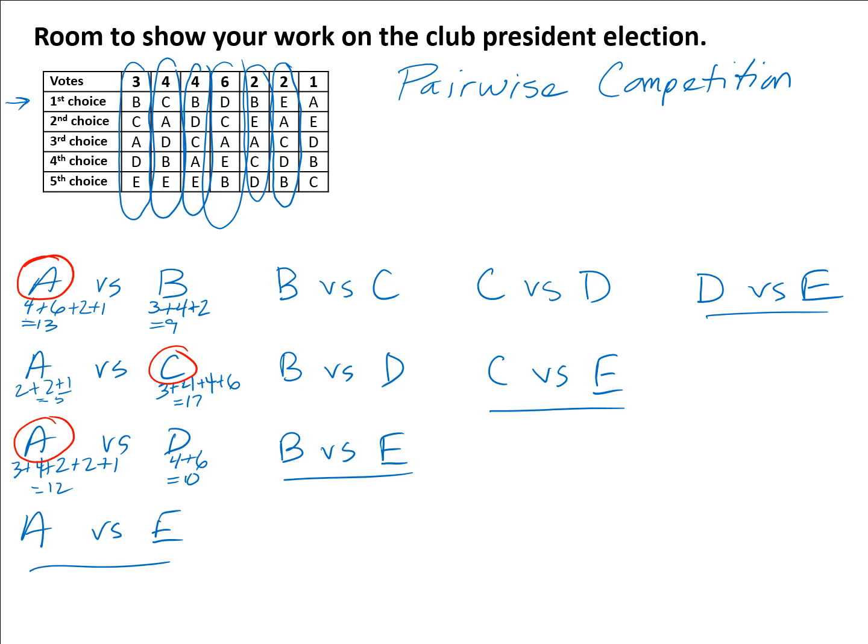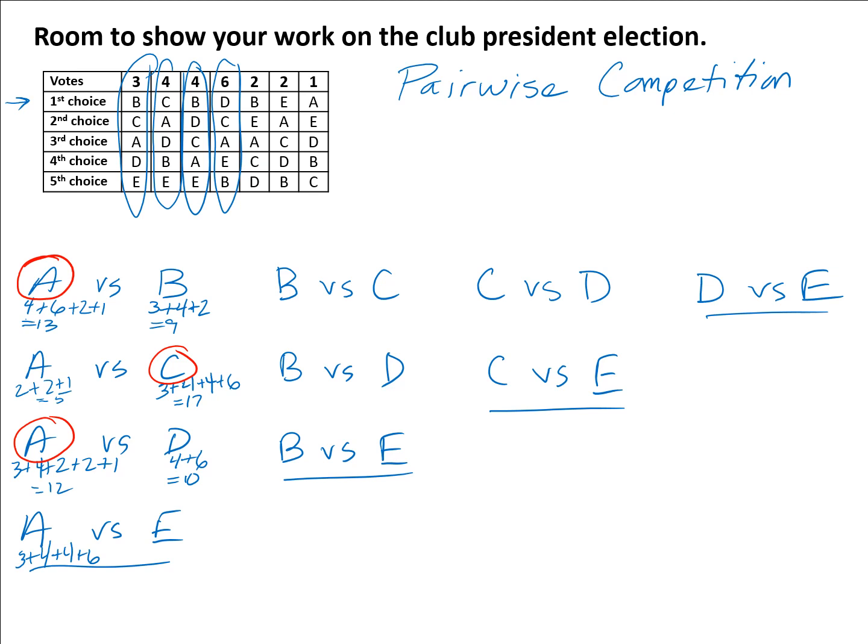Let's do A's final battle. In A's final battle, I'm going to circle as I go just to make sure I don't lose anybody. A is above E in the first group, so that's 3 votes for A. In the second group, A is also above E, and A is above E in the next group. So A gets 3, 4, and 4 from those first 3 groups. In the next group, A is still above E, so A gets 6 votes.